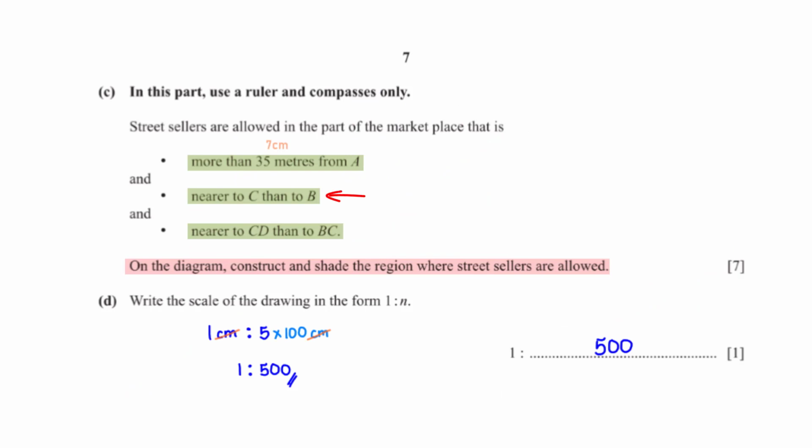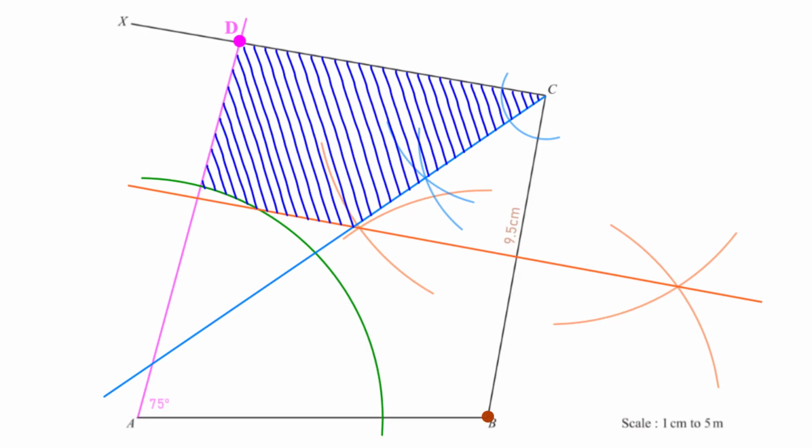To be able to indicate this region, we need to draw the perpendicular bisector of line BC. So on the diagram, we stand at point B, open our compass to a width that is more than half of BC, and construct an arc above and below the line. Using the same compass width, we stand at point C and construct another set of arcs above and below the line. When we are done, we draw a straight line passing through the intersection points of the arcs.